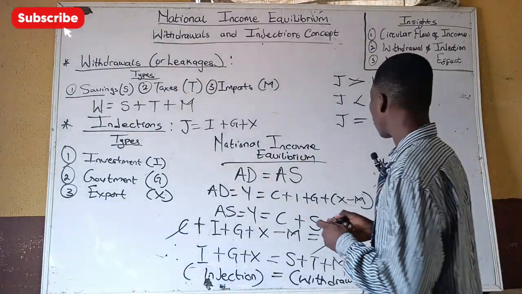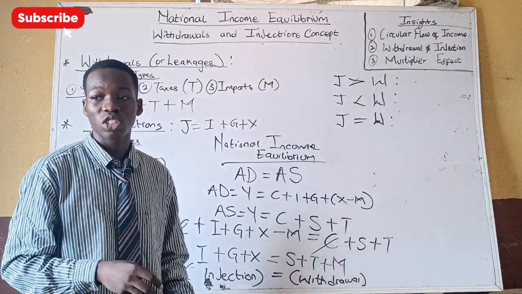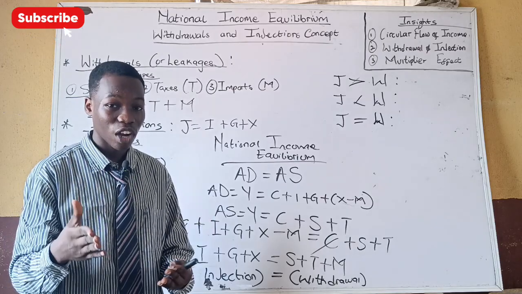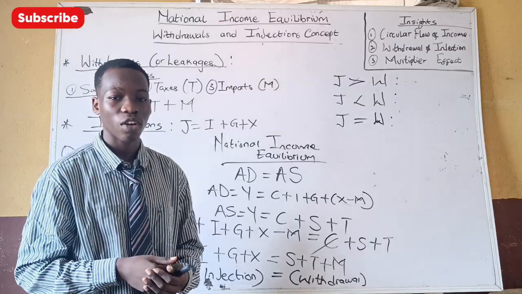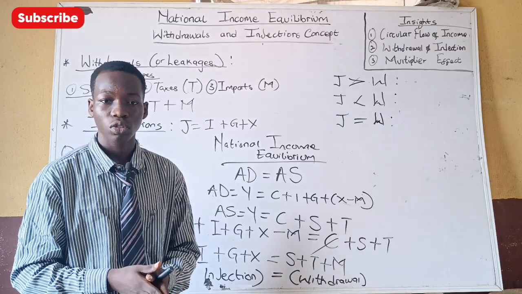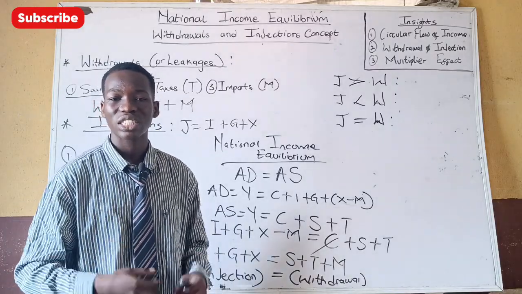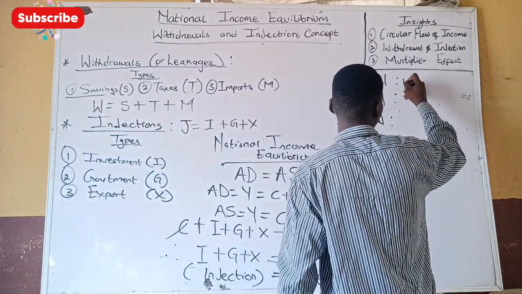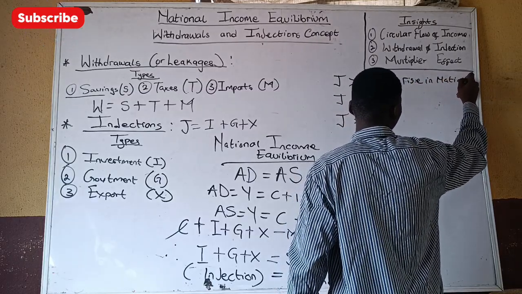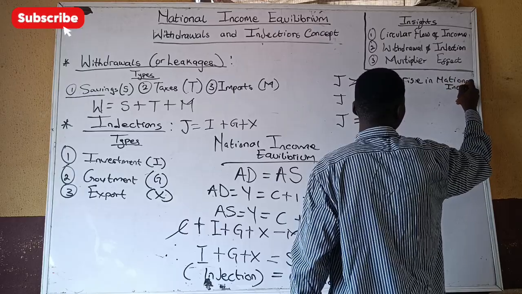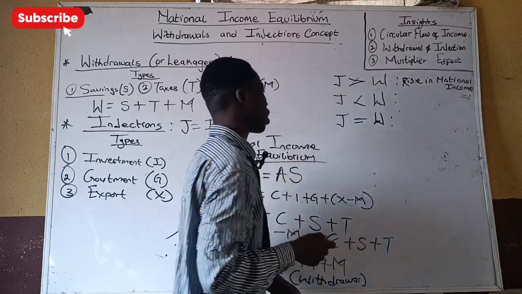In a case whereby the injection, that is the money that is being injected into the circular flow of income, is greater than the money that is withdrawn from the circular flow of income, what do you think is going to happen? What will surely happen there is that there will be a rise in what? National income. So we say that there will be a rise in national income.